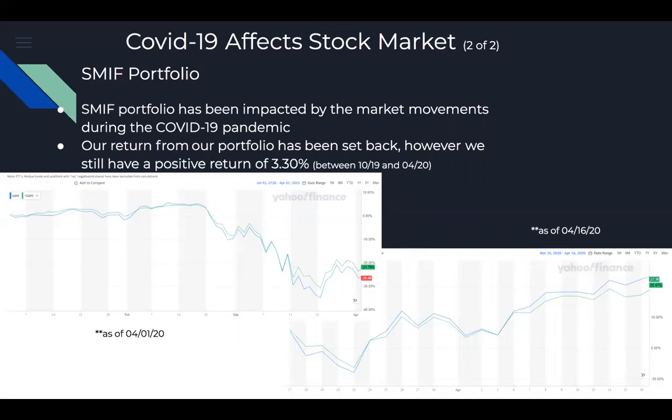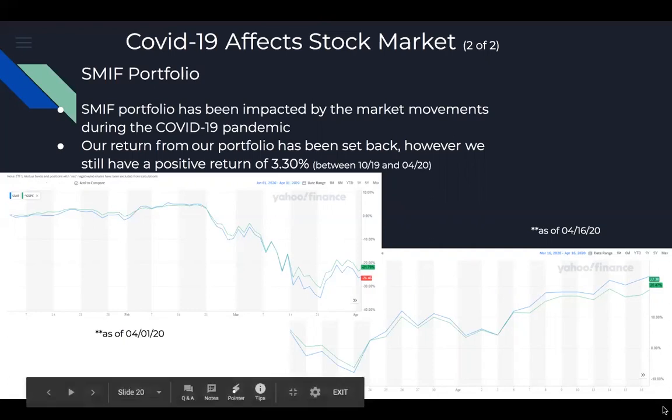The student investment portfolio has been impacted by the market movements during the COVID-19 pandemic. The return from our portfolio has been set back. However, we do still have a positive return of about 3.3%, between October of 2019 and April of this year. Thanks, Hope.